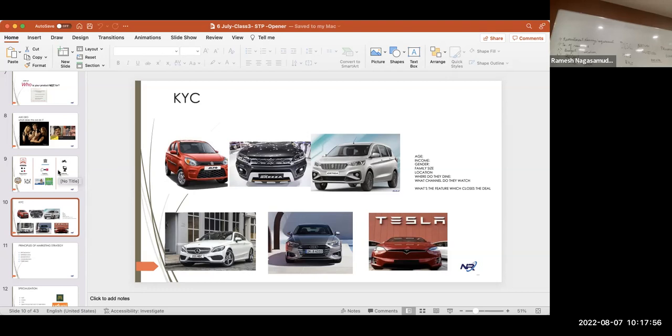So what's the SUV category? How big is the family? Are they single or whatever? Family size. For two of them, you take Alto and then you take the other extreme. Whichever you want, Mercedes or BMW. These are just examples. You can replace it with any car of your choice.